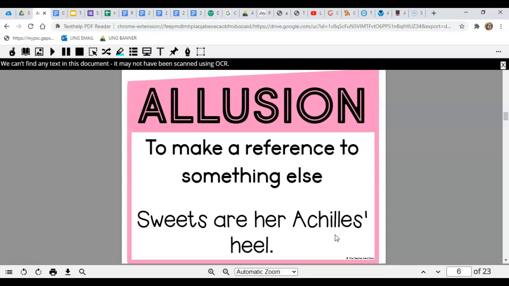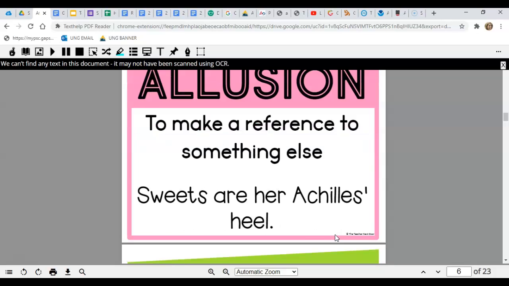Okay. So if you don't understand Greek mythology, you would not understand the sentence. That's why it's important to understand content knowledge, to read as much as you can, to get as much knowledge as you can, so that you can fully understand what the author is trying to tell you.